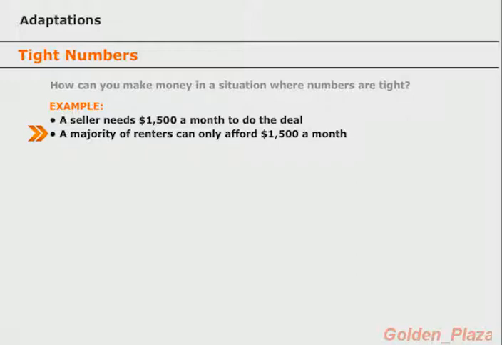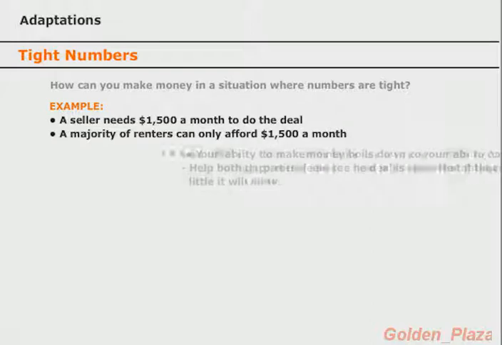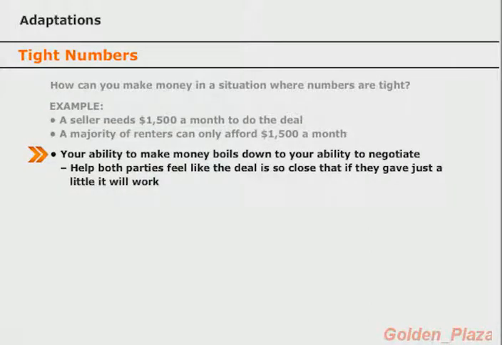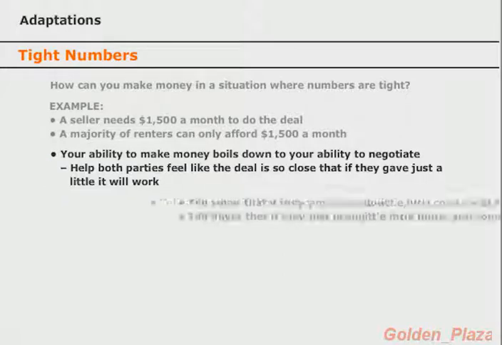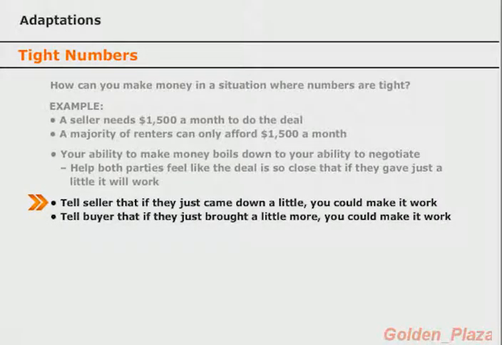There is. And how much of a profit you can make boils down to your ability to negotiate with both parties. You want both sides to feel like the deal is so close to being done that if they can just give a little, it could be done. Tell the seller that you just can't quite come up with enough to cover the payment they are asking for, but if they came down just a little, you can make it work.